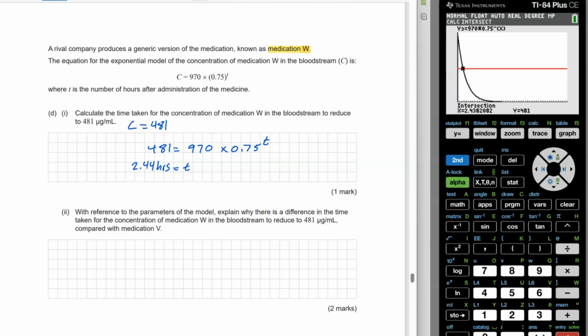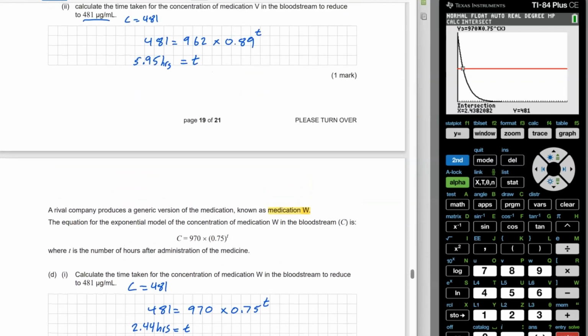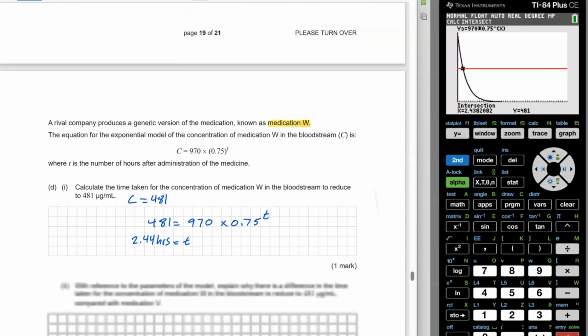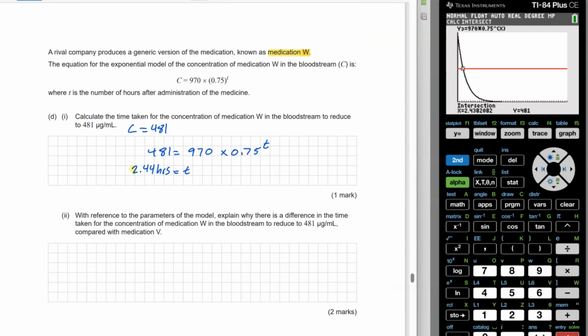So let's just have a quick recap. So this one was 2.44 hours it was going to take to get to that 481 concentration, whereas up above, it's going to take us 5.95 hours. And I think we're going to be comparing these underneath. So, okay, it says with reference to the parameters of the model. So the parameters are your A and B. Explain why there is a difference in the time taken for the concentration of the second medication to reduce to 481 compared to the first medication. So why is there a difference in the time taken?